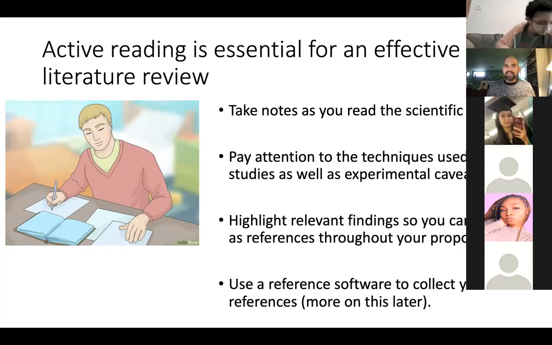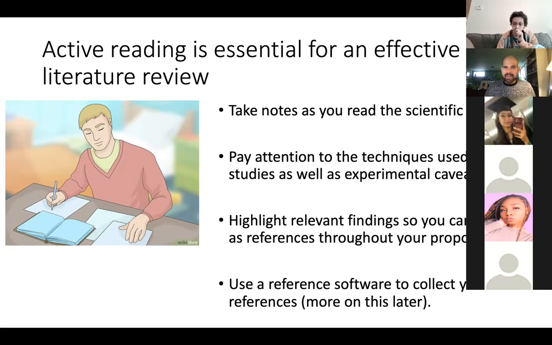So if you know that they did a survey, then you get an idea that you could do a survey. If they do a focus group, then you know that you could do a focus group. If they analyze tons of papers, you know that that's a possibility as well, as a way to extract even more knowledge. All right. Then you need to be able to highlight relevant findings so you can actually cite them as you write.